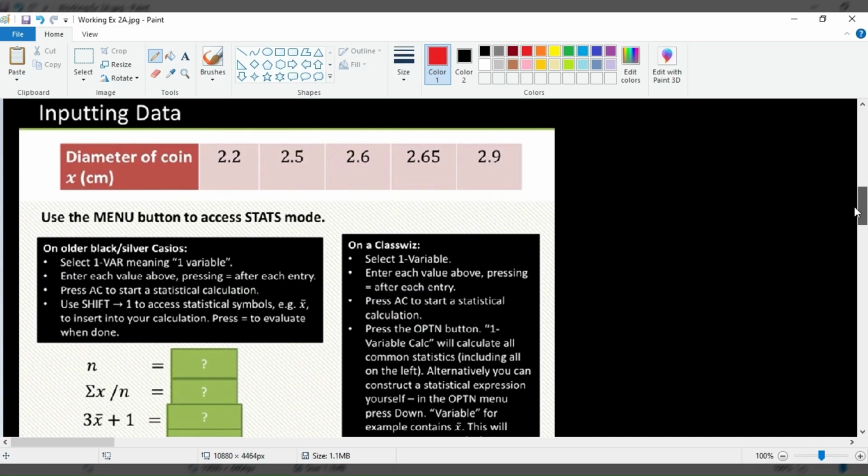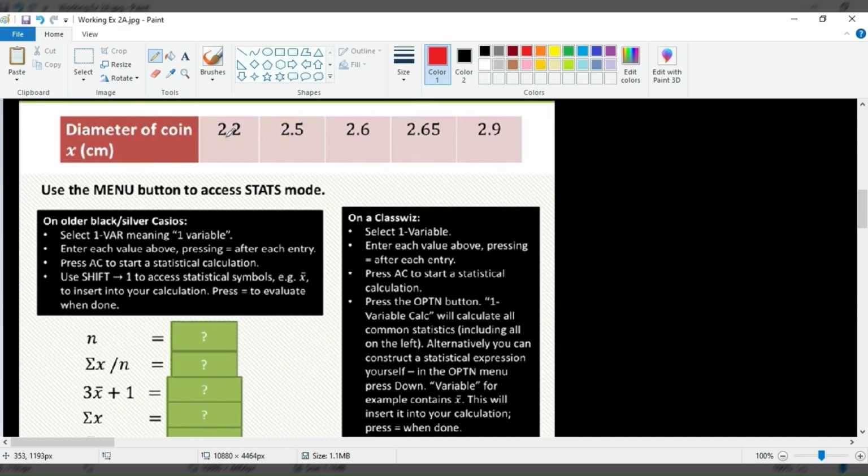Now on the second slide, you see inputting data. In here, it says the diameter of the coin. In here, you need to find out all these values. So in here, n you can see there are 1, 2, 3, 4, and 5. So 5 is going to be the answer for the first part. Now, when it comes to the second part, it says that you need to find out sum of x divided by n. So this has to be 12.85 divided by 5. So this is going to give us 2.57.